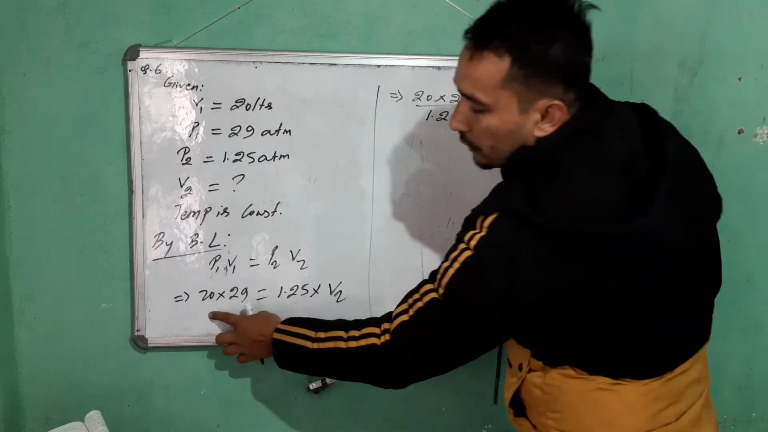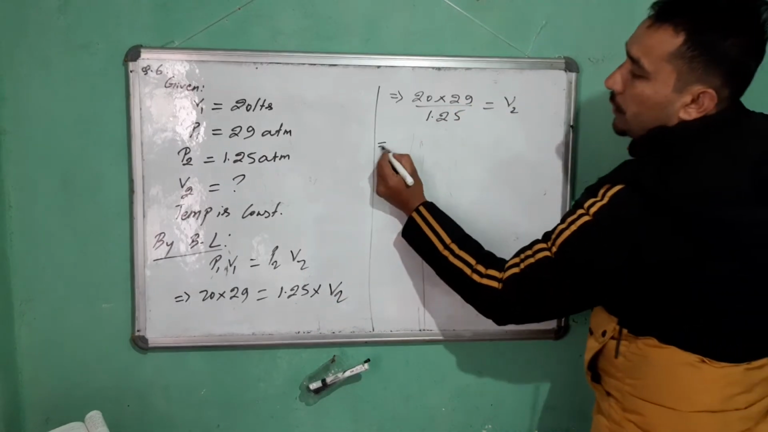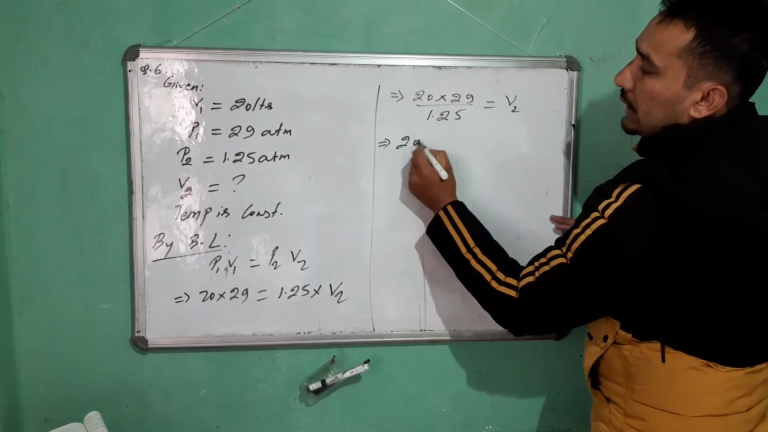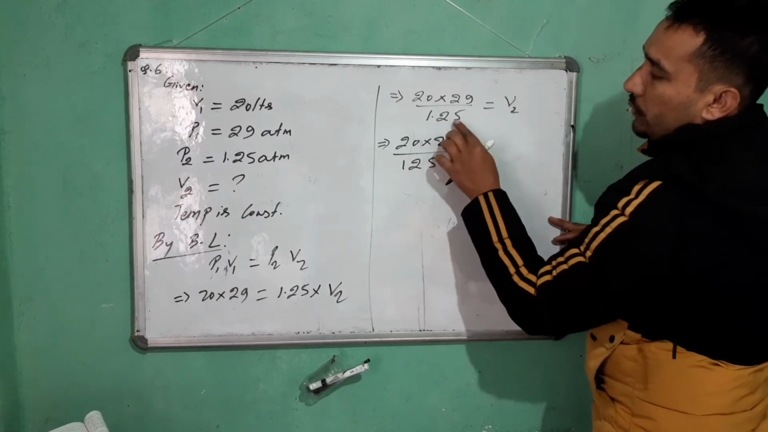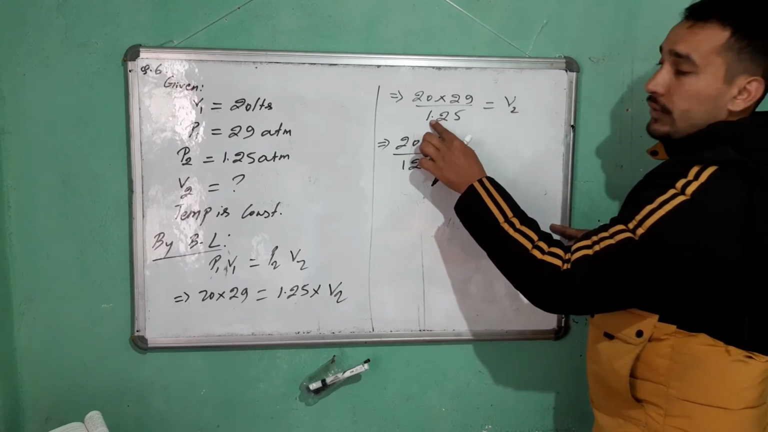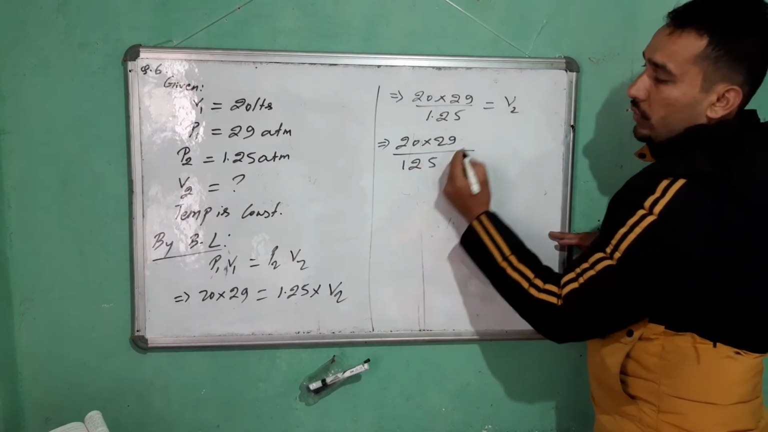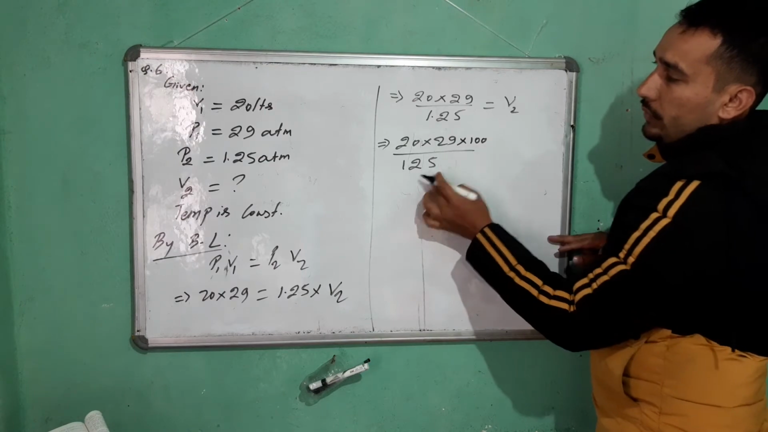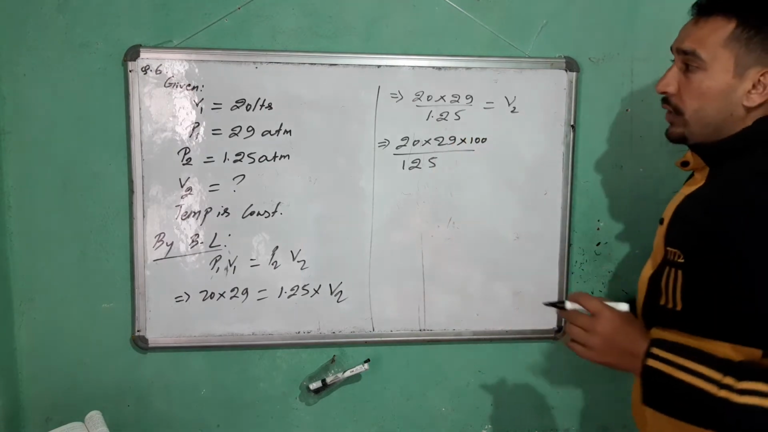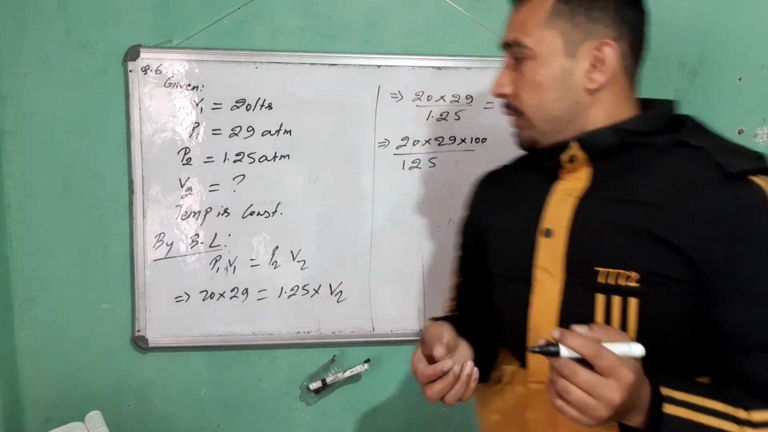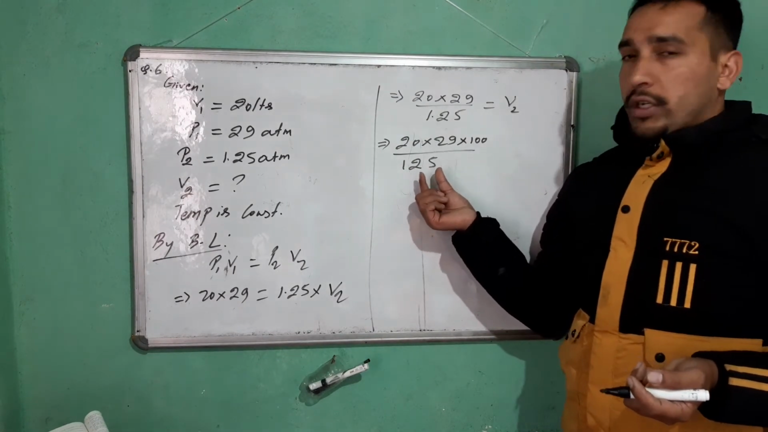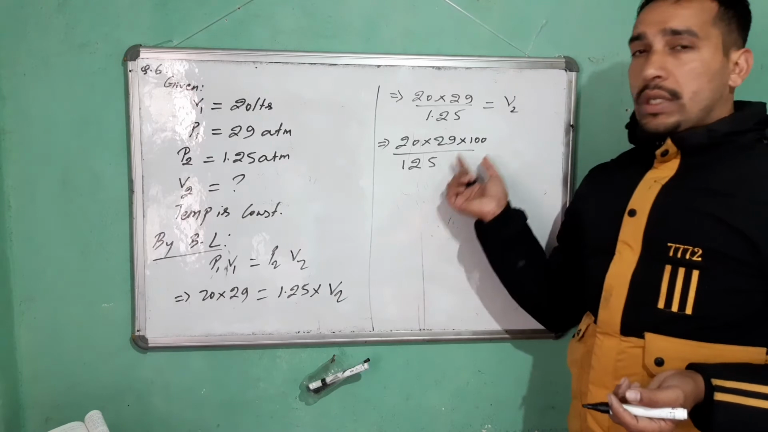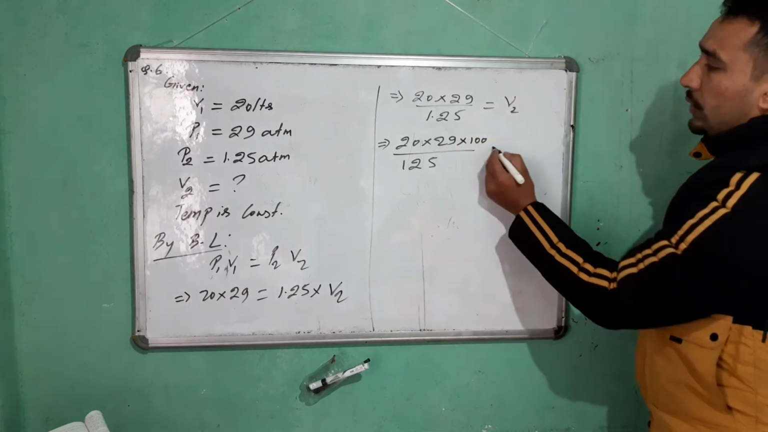This 1.25 goes down here, so remove the point from the denominator. 20 into 29 divided by 125. When you remove the point, this point is in the hundreds place, so 100 will go up. When you remove a point from the numerator, the point value goes down in the denominator, and when you remove a point from the denominator, the point value goes in the numerator, equal to V2.